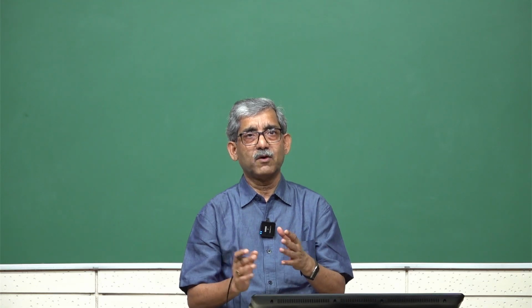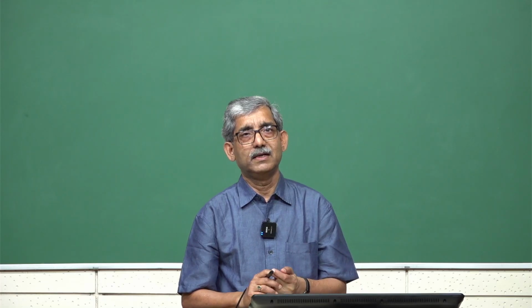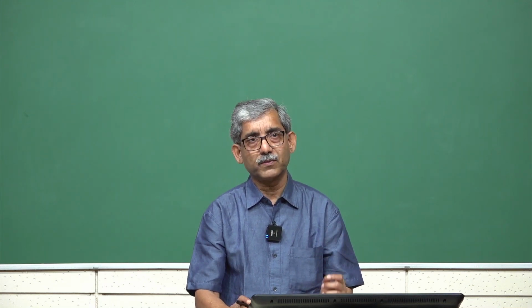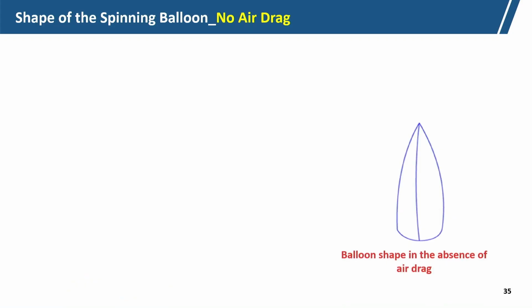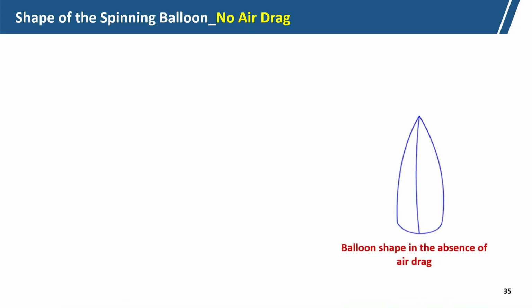Now, we will see how the shape of the balloon changes in absence of air drag and in presence of air drag. So, in absence of air drag, let us see what happens. This is the normal balloon shape in absence of any air drag. So, there will be a smooth balloon shape in case of no air.